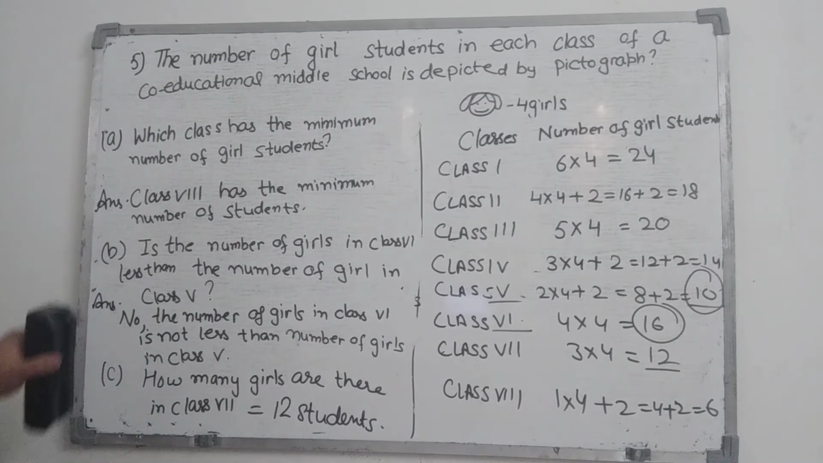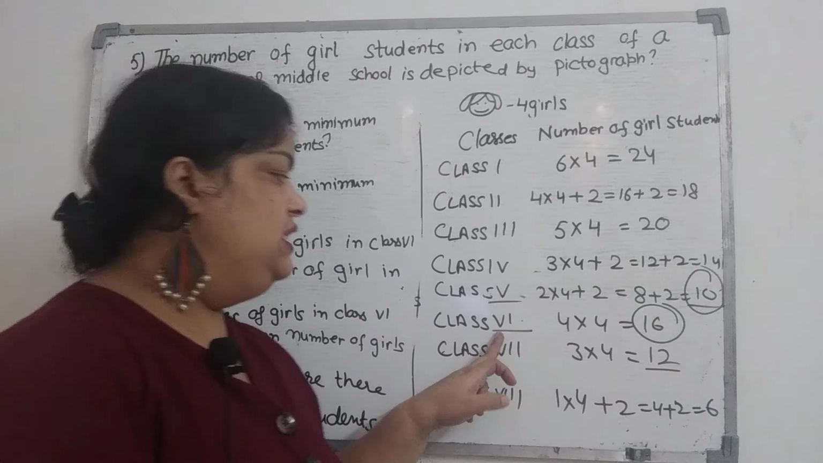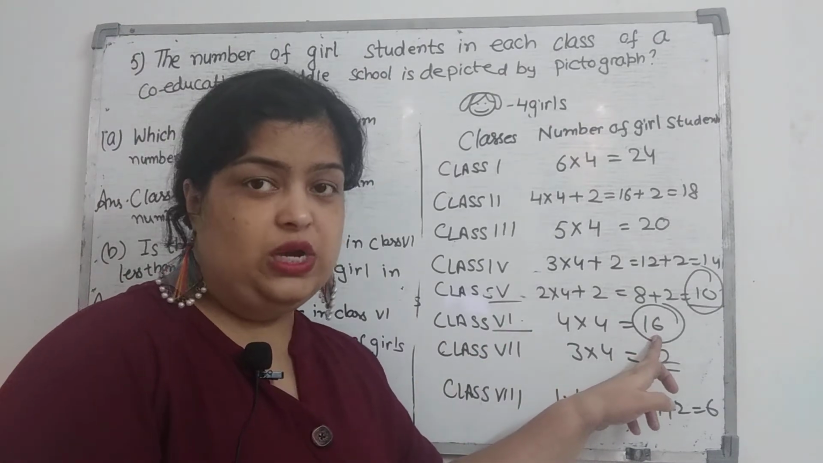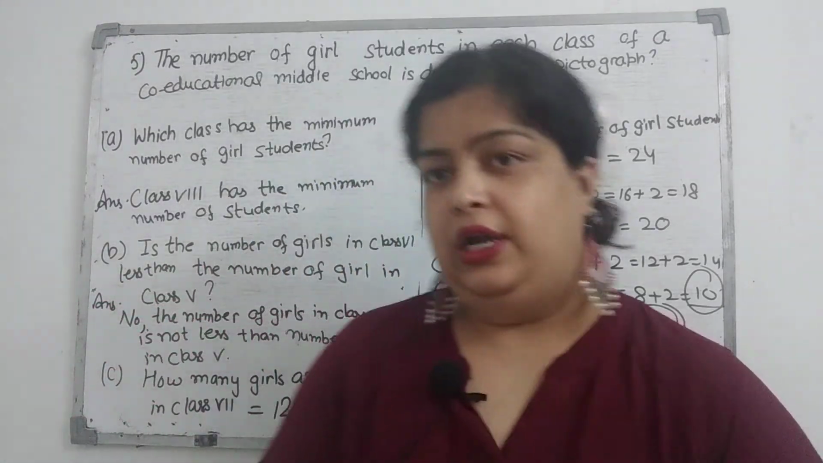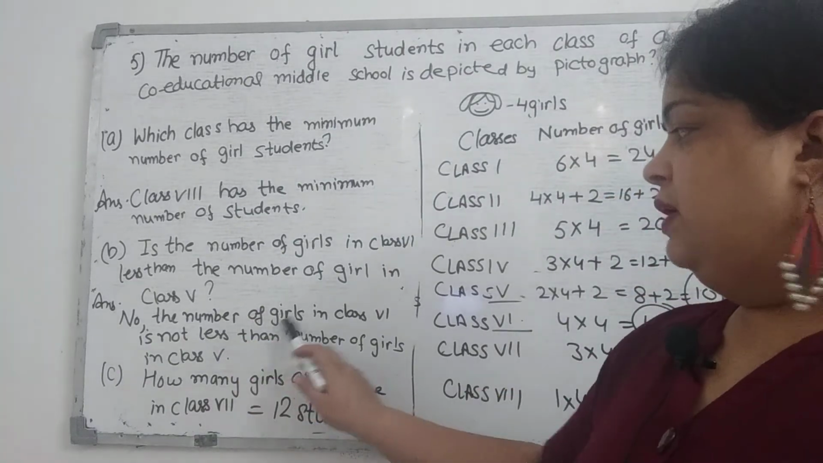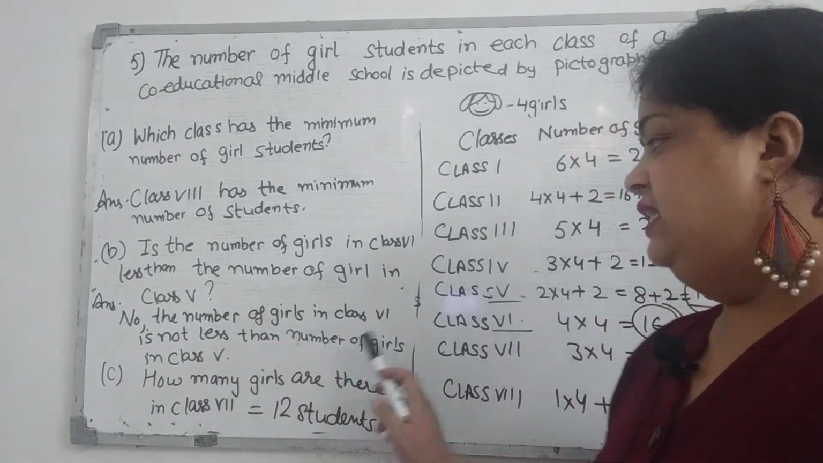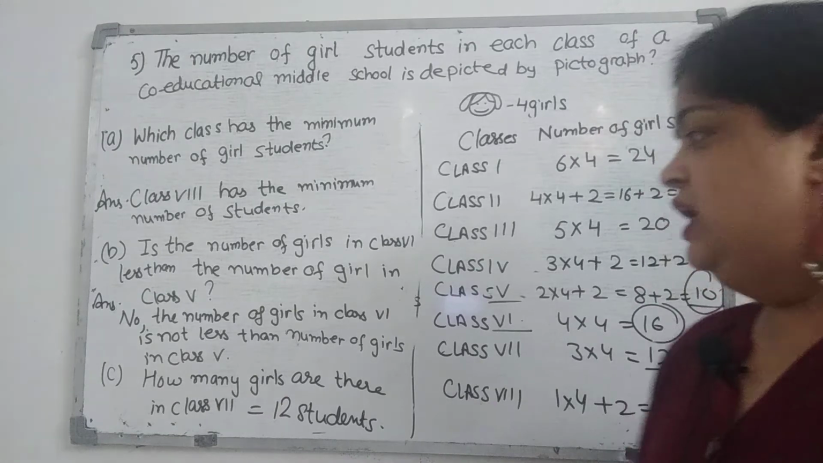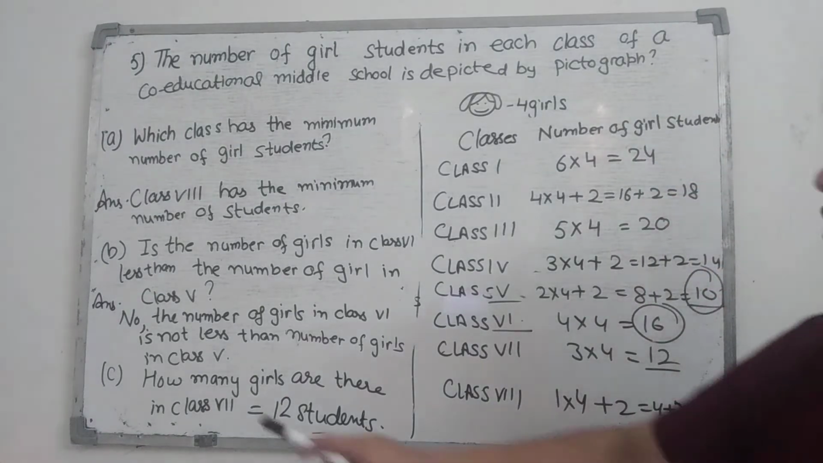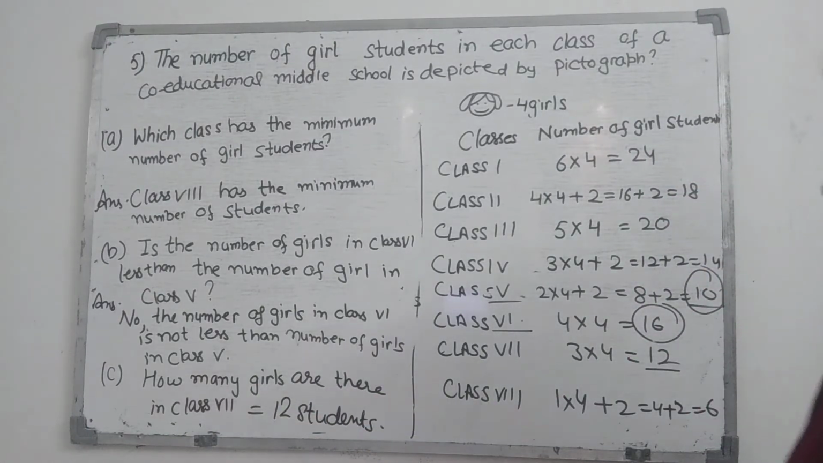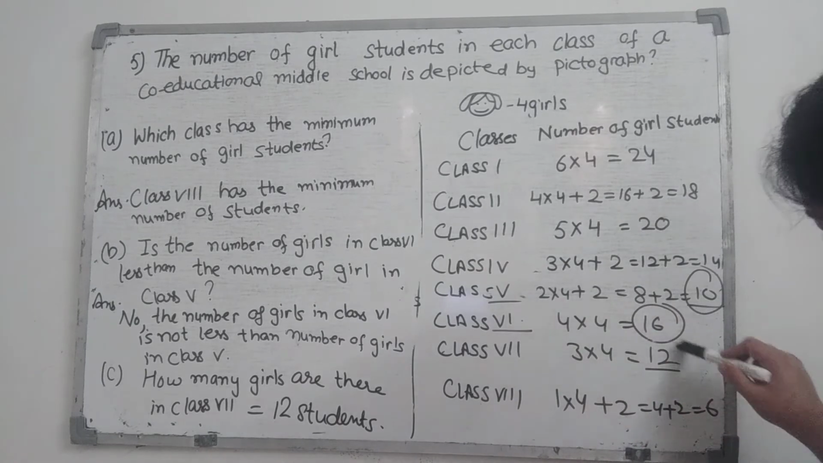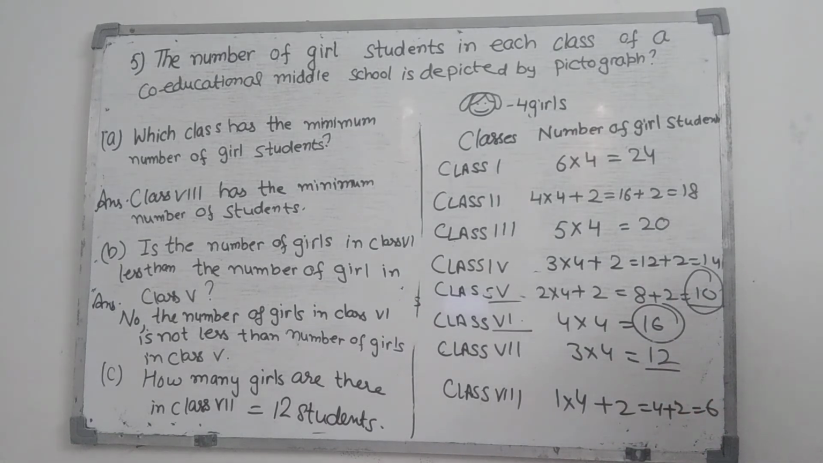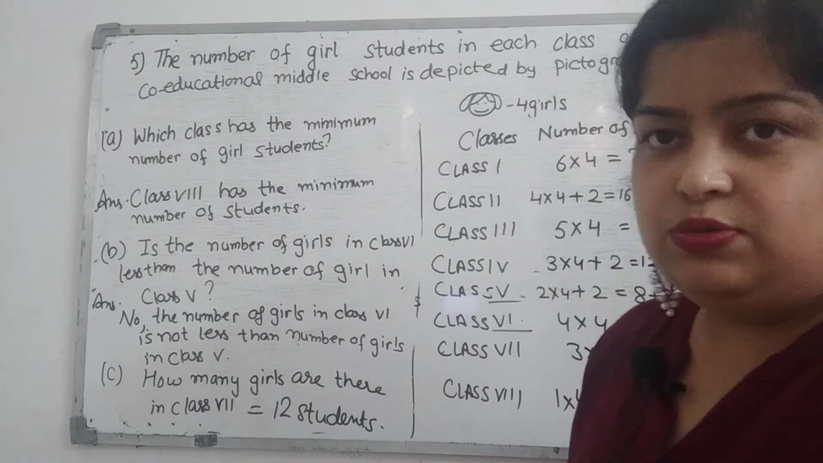For question B, is the number of girls in class 6 less than the number of girls in class 5? As we can see, class 6 has 16 students, but class 5 has 10 students. So we will write no, the number of girls in class 6 is not less than the number of girls in class 5. Question C says, how many girls are there in class 7? We have already calculated the number of girls in class 7 is 12. So we have written 12 girl students.